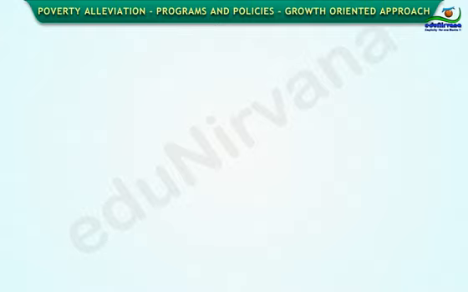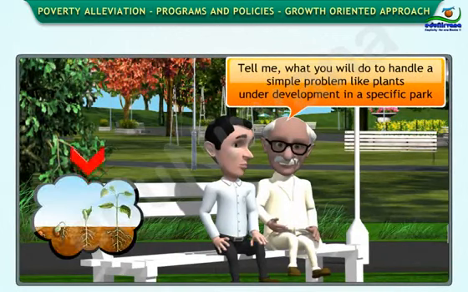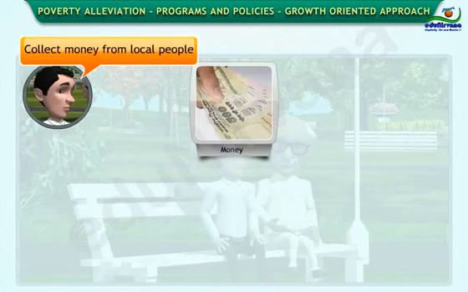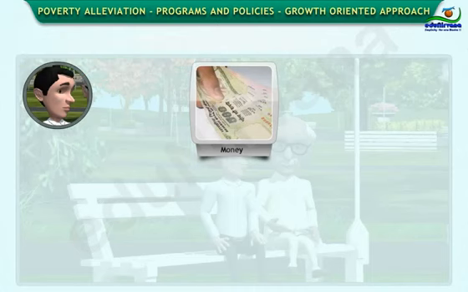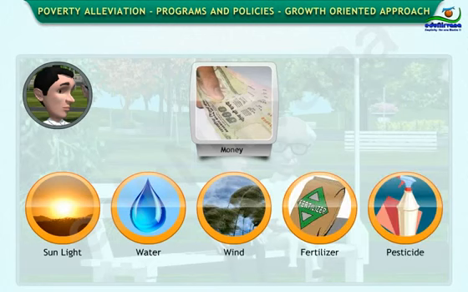Poverty Alleviation Programs and Policies: Growth-Oriented Approach. Tell me what you will do to handle a simple problem like plants under development in a specific park. Well, simple. I will collect more money and resources from the nearby colonies to spend in making sure that this portion of the park has access to sunlight, water, air, fertilizers, and pesticides.